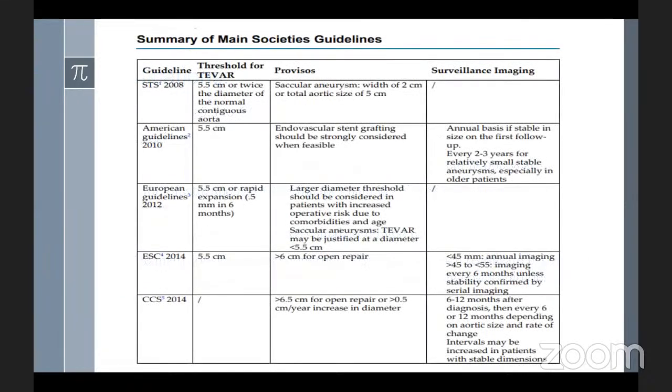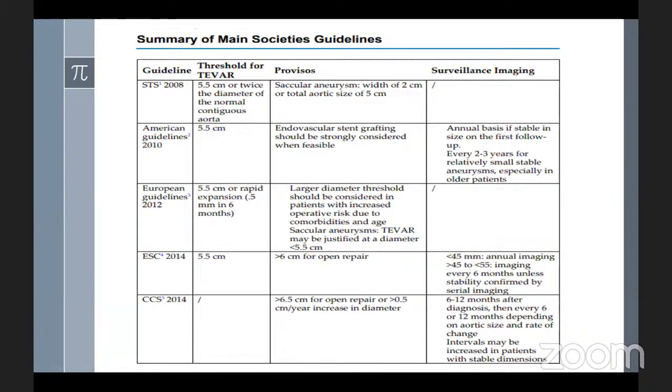So this is the summary of the guidelines of all the societies. As you can see here, all of them have the same indication for 5.5 centimeters. For the saccular aneurysm, if the width of the saccular part is 2 centimeters of a total aortic size of 5 centimeters, this is an indication for intervention.